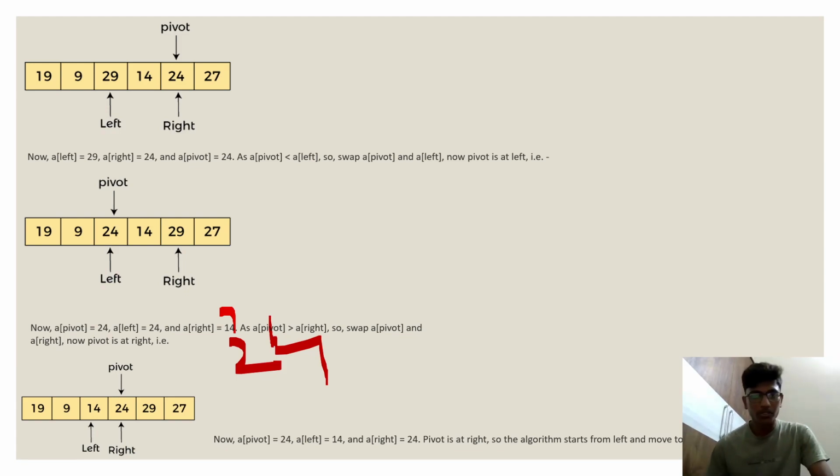A of right is 24. As pivot is greater than A of right, swap pivot and A of right. Now pivot is at right. Now A of pivot equal 24 and A of left equal 14. Pivot is at right, so the algorithm starts from left and moves towards right.